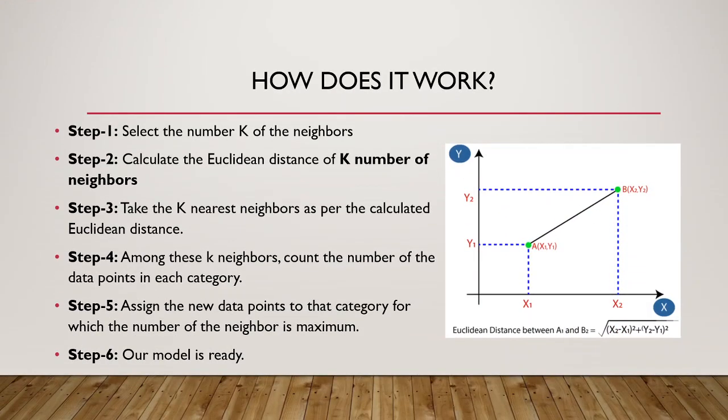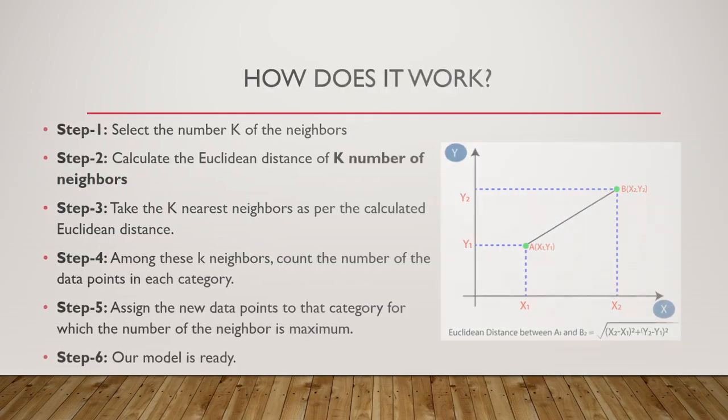How does it work? At first, select the number k of the neighbors. Next, calculate the Euclidean distance of k number of neighbors. Euclidean distance you can see on the picture on the right. Step 3. Take the k nearest neighbors as per the calculated Euclidean distance. Step 4. Among these k neighbors, count the number of the data points in each category. Step 5. Assign the new data points to that category for which the number of the neighbors is maximum. And step 6. Our model is ready.